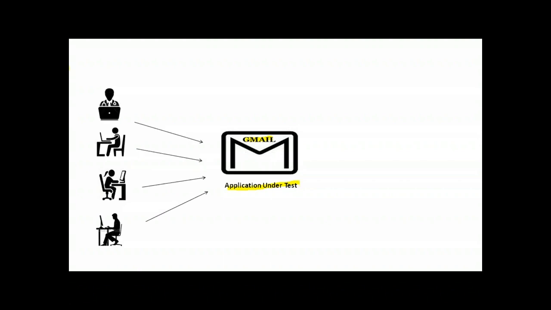Again, let's consider our Gmail application is our application under test. As I've told you, at a point in time, there are multiple people who can be using this application. You see over here, there are 4 people using this application, but in reality, there could be thousands of people using this Gmail application at a point of time. That's how popular Gmail is. But for our discussion purposes, there are 4 people using this Gmail application.